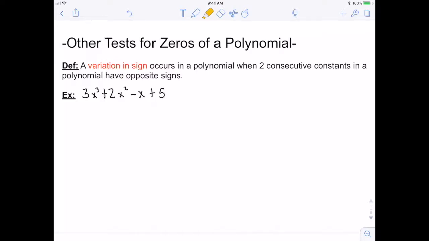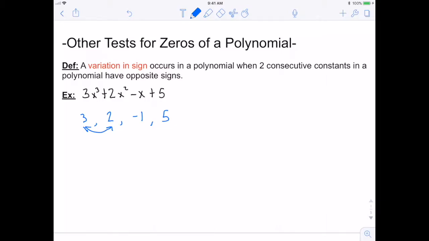So let's start by giving a definition. We say that a variation in sign occurs in a polynomial when two consecutive coefficients in a polynomial have opposite signs. So let's see what that means for our example here. What we do is we write down what each of our coefficients are. So our first one is 3, our second one is 2, our third one is -1, and our last coefficient is 5. And then we look to see where we change signs.